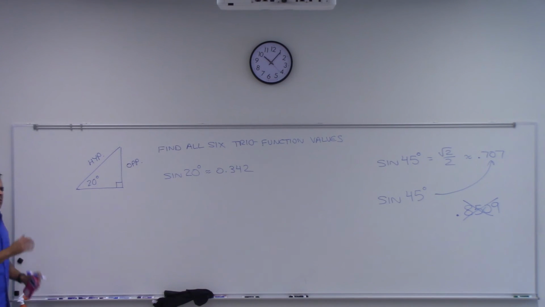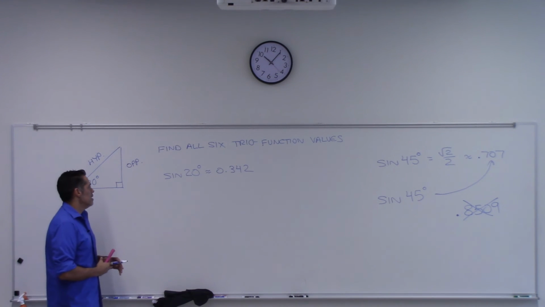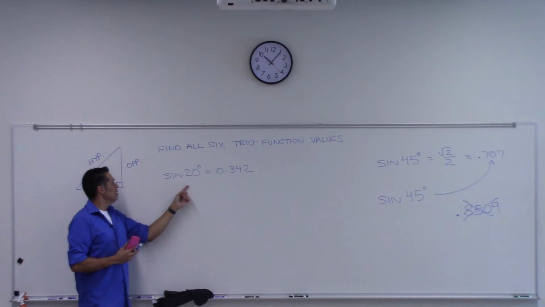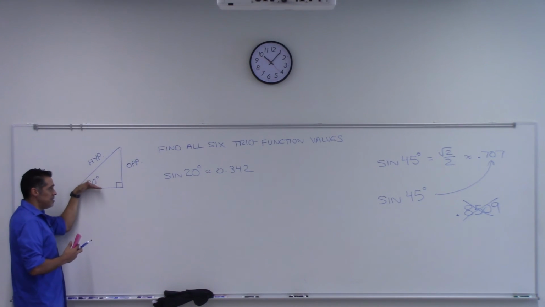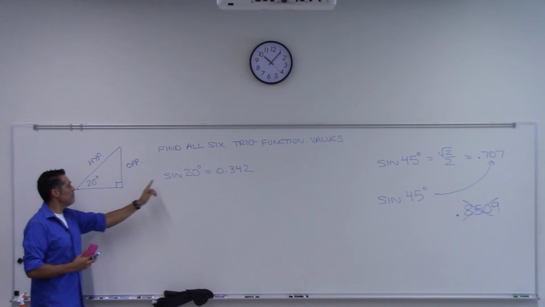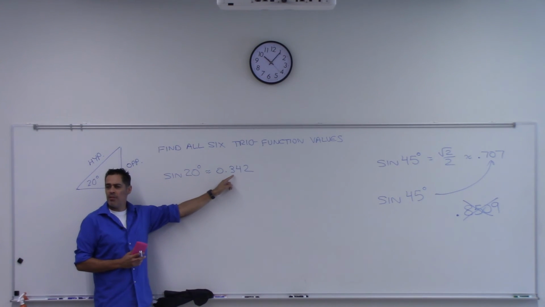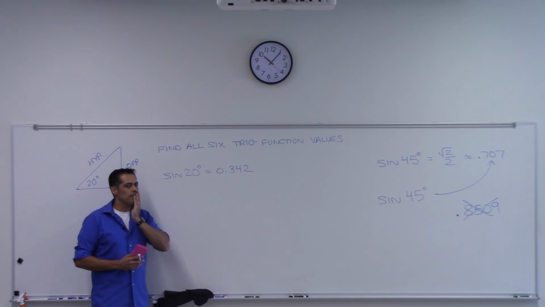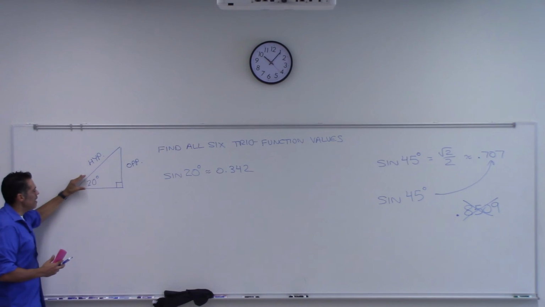I have a deeper question. Do you think it's ever possible, for an angle between 0 and 90 degrees, for this ratio to be bigger than 1? Can this number ever be bigger than 1? Yes or no? Why not? No, think about the ratio.